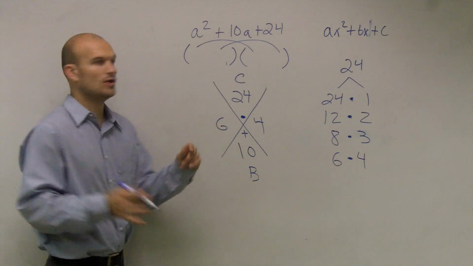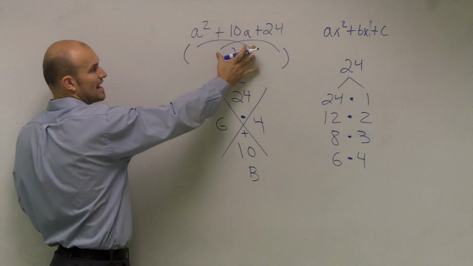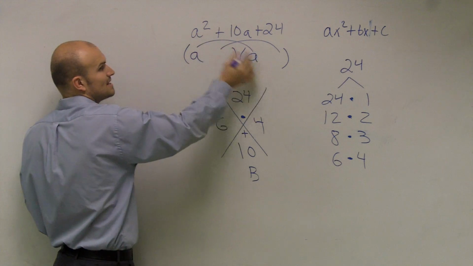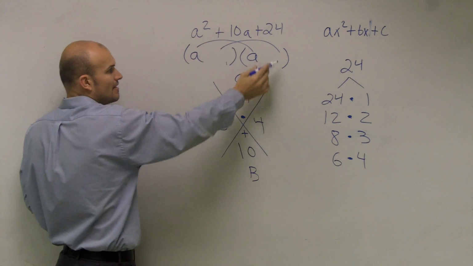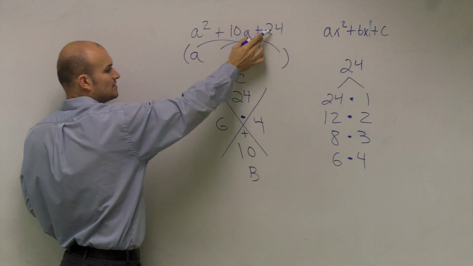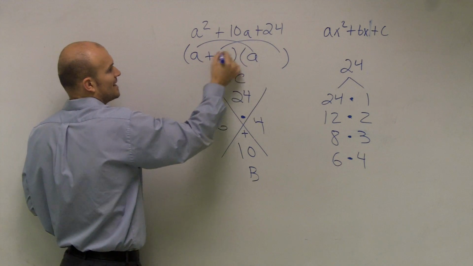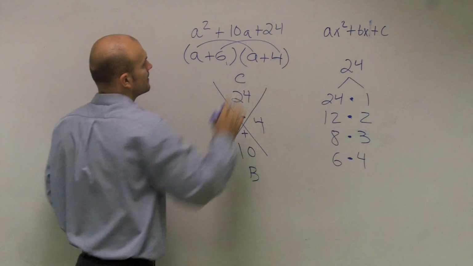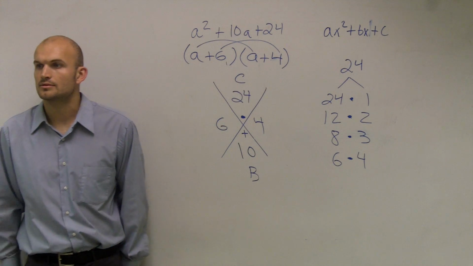So therefore, ladies and gentlemen, if I was going to write it as two binomials, I know that a times a gives you a squared. And then what two numbers multiply to give you 24? Well, it's going to be a positive 6 and a positive 4. And that's how you're going to write your answers. Okay?